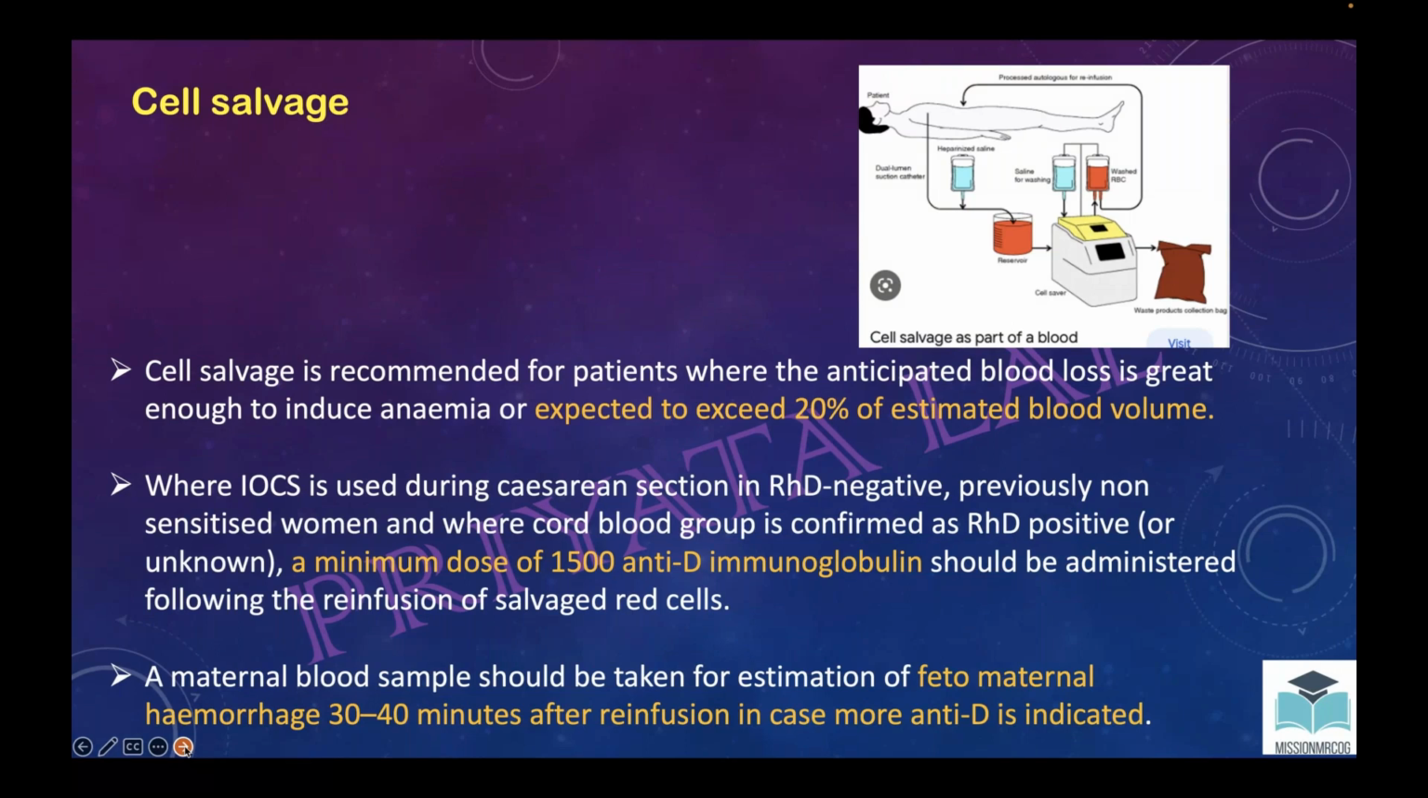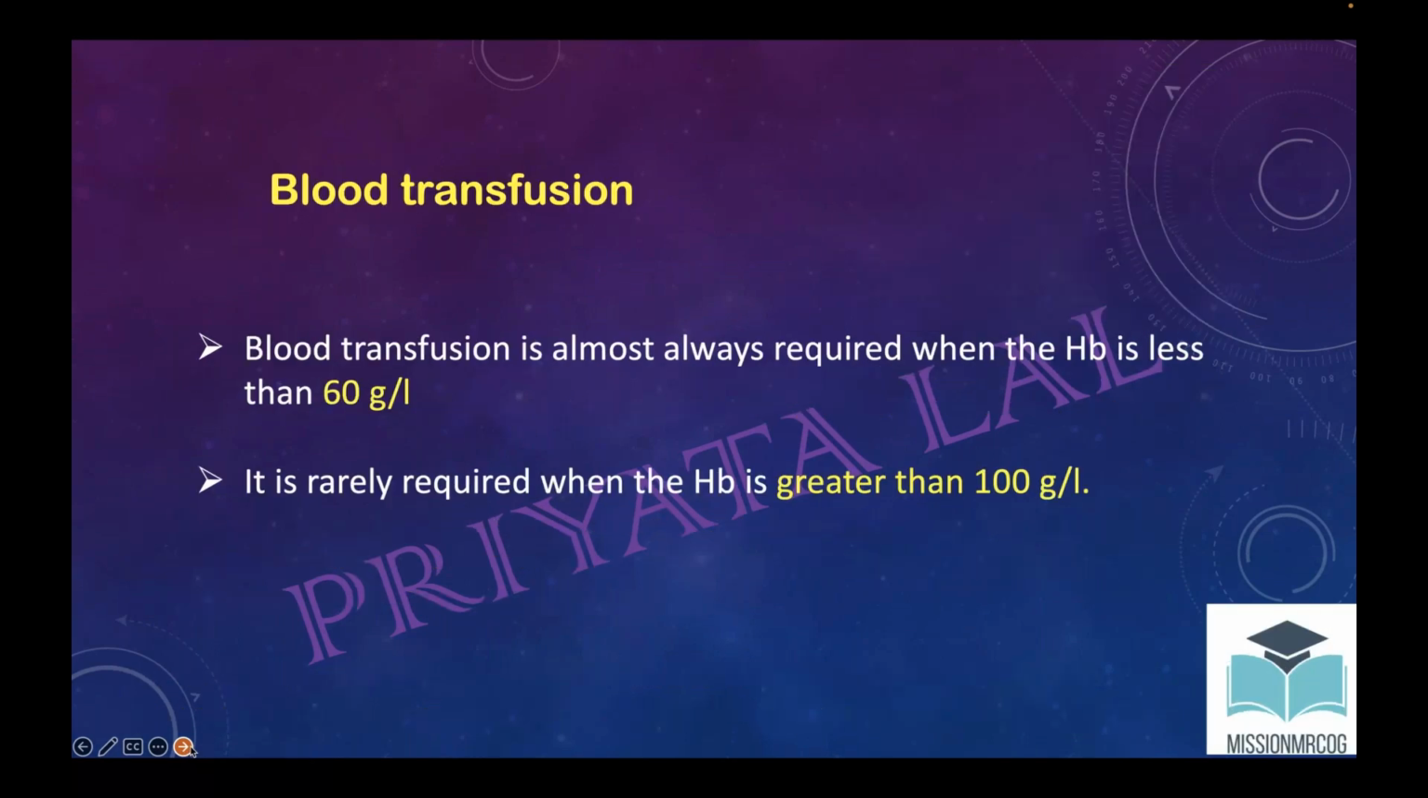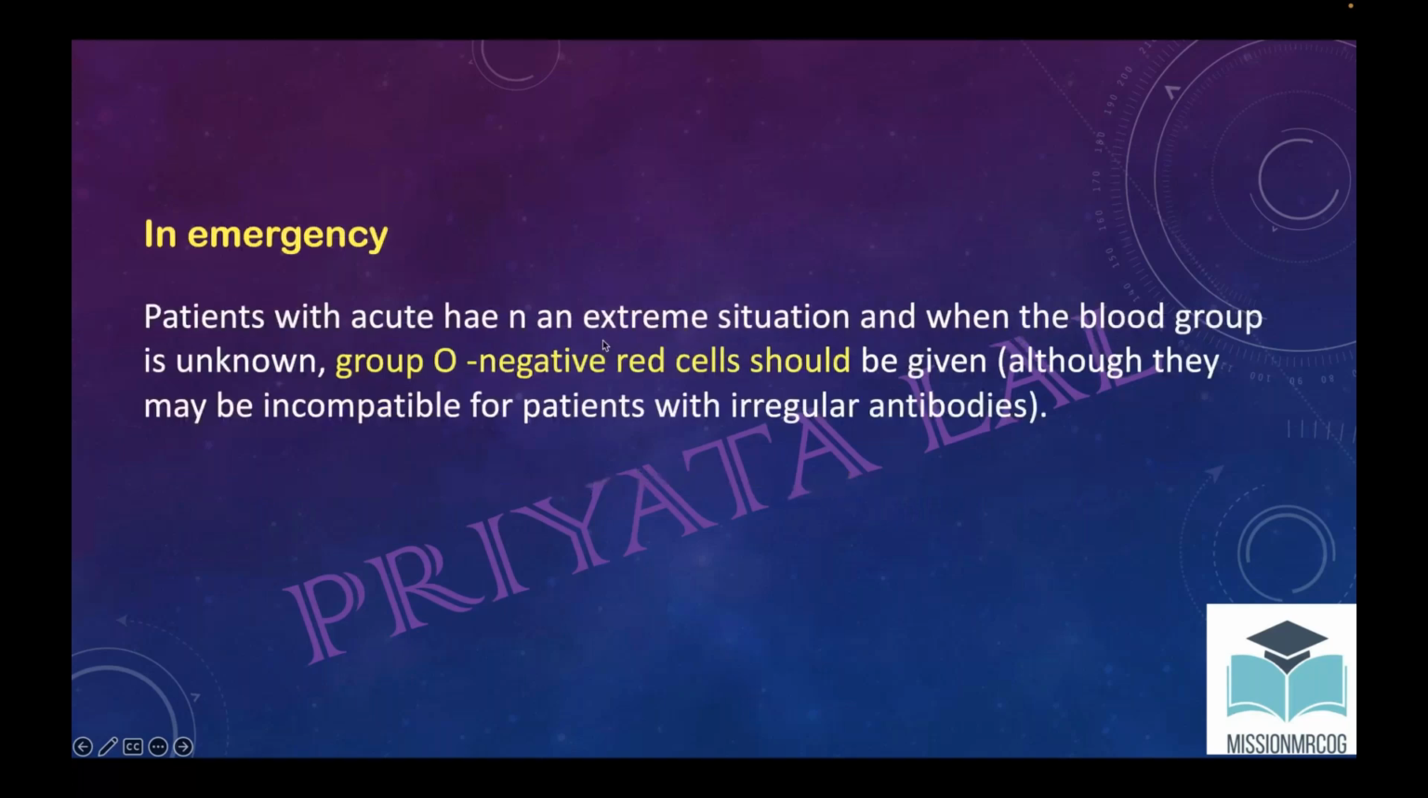Now blood transfusion will always be required if the hemoglobin is less than 6. Why is it important? Otherwise there would be heart failure. And it is rarely required if the hemoglobin is more than 10. This number is important because you may get an SBA from here. In an emergency, extreme situation, consideration for O negative red blood cells can be done.